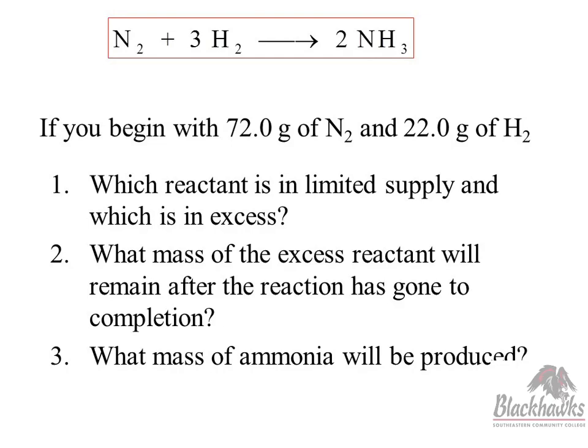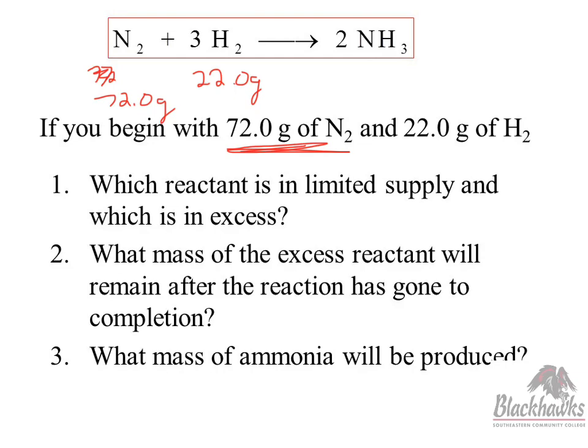So we're going to do step number 1. What are we going to run out of first? Notice that we have the given amount. So I'll start to set the stage. What I usually do is take those masses and put them under the thing, because otherwise I get confused. So 72.0 grams of nitrogen and 22.0 grams of hydrogen.